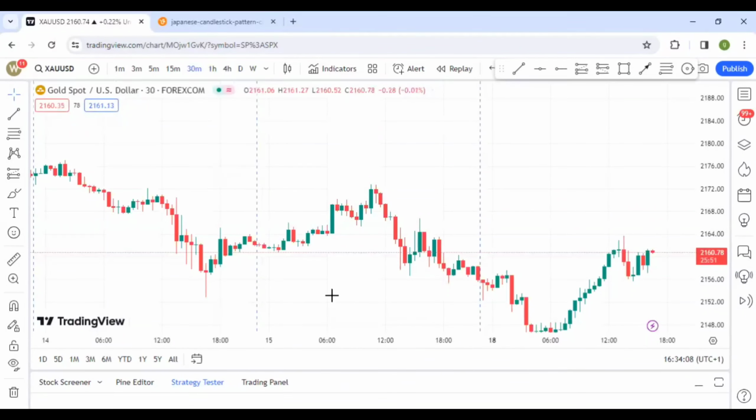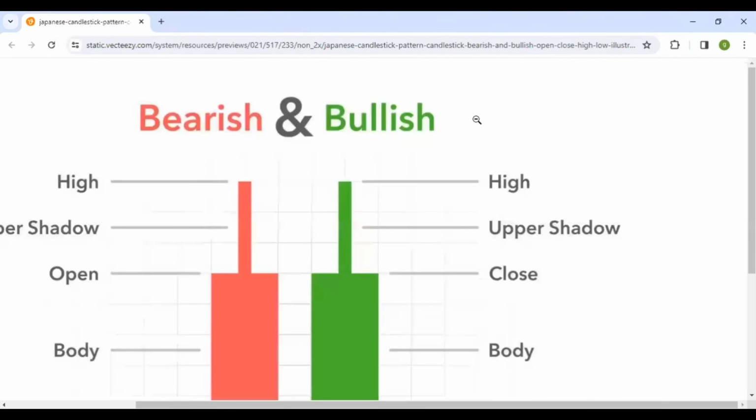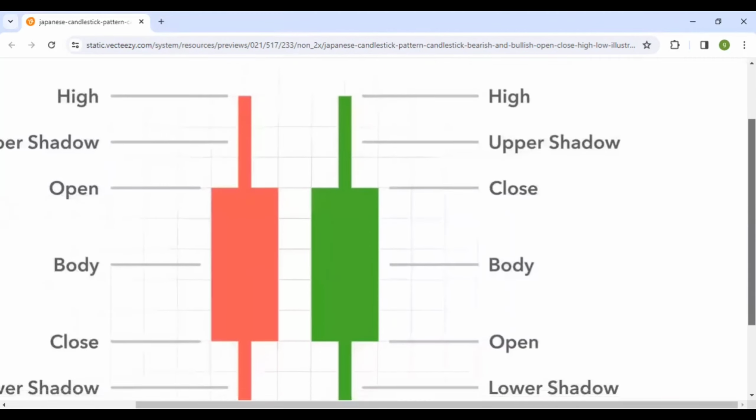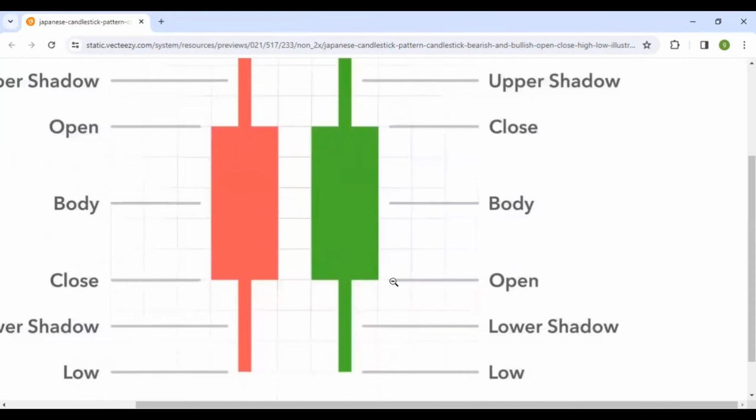Now, let me look for a pictorial diagram to explain it better. Okay, let's use this. Now, we have the bearish and the bullish. Coming here now, this one particularly is the bullish candle. This one is the bearish candle. Now, what do we discover here? The bullish candle opens from the downside, it opens here and closes at the top. Okay. While the bearish opens from the top and closes at the down.